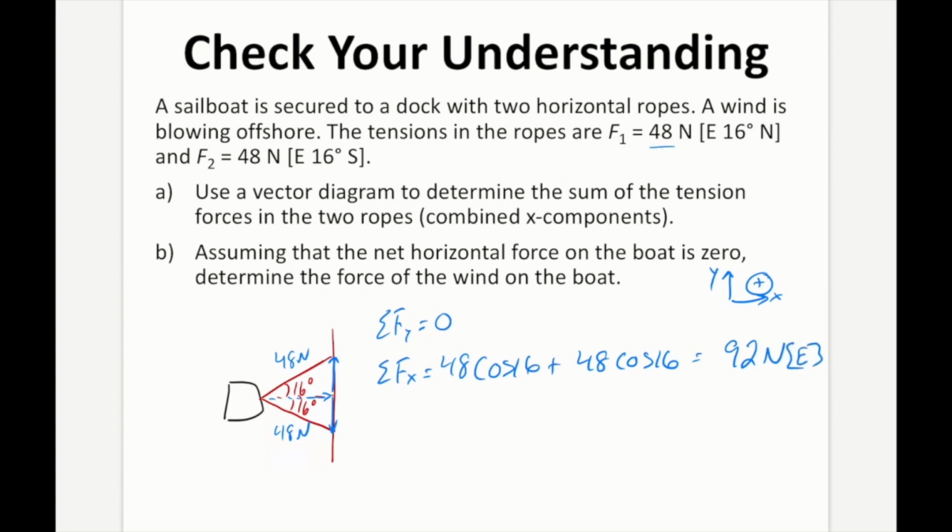Assuming that the net horizontal force on the boat is 0, we say that the net x is 0 total. So the sum of the Fx total going both ways is equal to 0. Determine the force of the wind on the boat. Well, if we get a force going this way of 92 newtons, and the boat is not moving, then there must be a force equal and opposite going that way at 92 newtons. So the answer to B would be 92 newtons west.